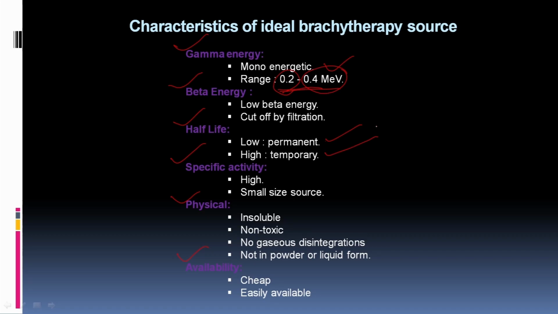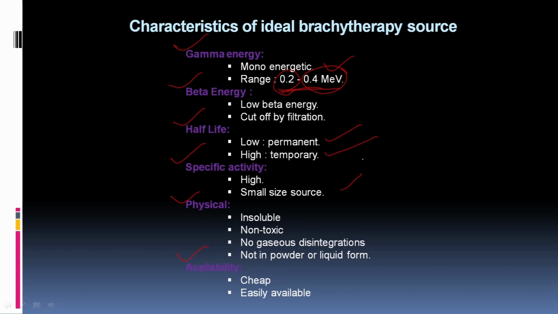So, if we have a high specific activity, we can construct a very small source size. The benefit of a small source size is that we can apply this small source to a small applicator, and small applicators are very convenient to apply in the patient body. So, we want a very high specific activity to construct a small size source.